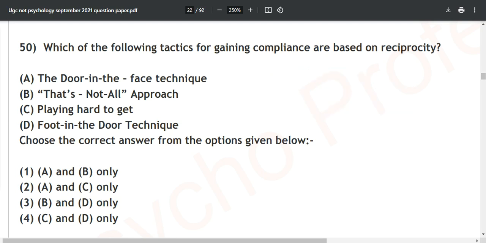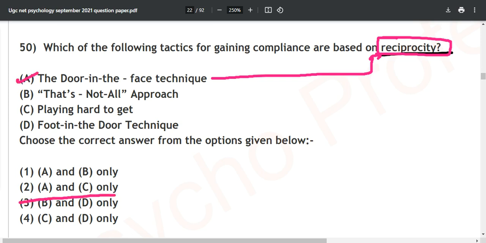Pretty obviously, you're a psychology student, so it is not recommended for you. But the tactics for gaining compliance based on reciprocity: the door in the face technique, every one of you will know that. Door in the face is based on the reciprocity principle. That's-not-all approach too, and if you know this, you are there.